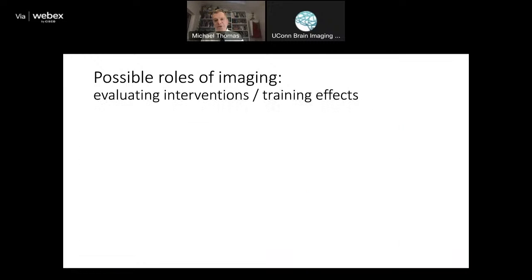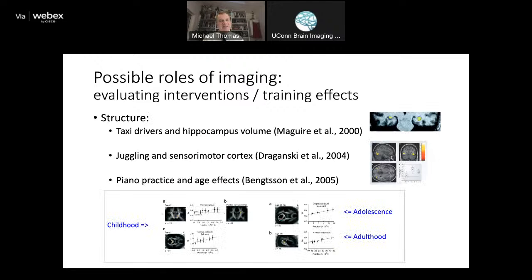So now we'll move on to the kind of meat. Really, this is education. That's about learning. It's about training effects, right? So this is really where surely brain imaging is going to come into its own. So let's have a look at that.